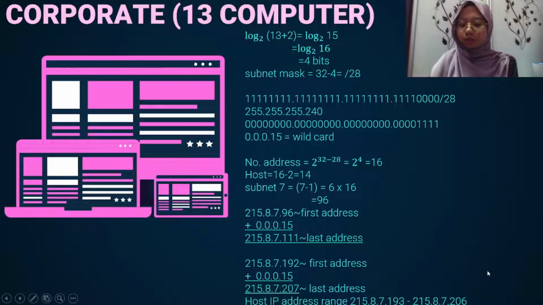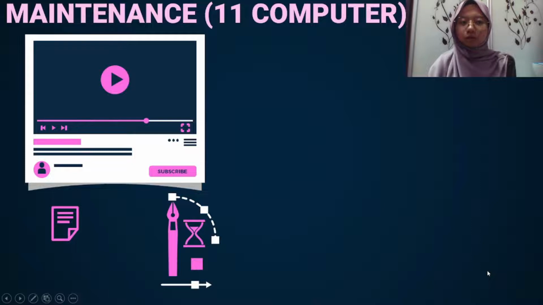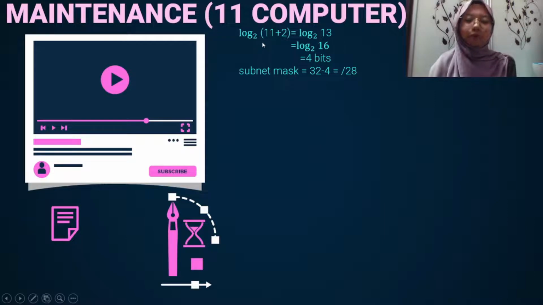So let's proceed. Next is the maintenance, which has 11 computers. So we just use the same formula as before, which is log 2 of the computers, which is 11, we add 2, equals log 2 of 13. And then the nearest to the 13, we just use log 2 of 16. And then we got 4 bits borrowed.